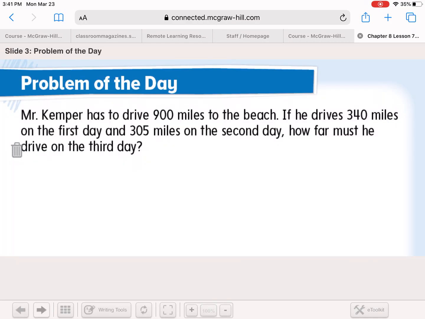Here's our problem of the day. Mr. Kemper has to drive 900 miles to the beach. If he drives 340 miles on the first day and 305 miles on the second day, how far must he drive on the third day? I'll give you 1 minute to go ahead and get it done. Timer starts now.